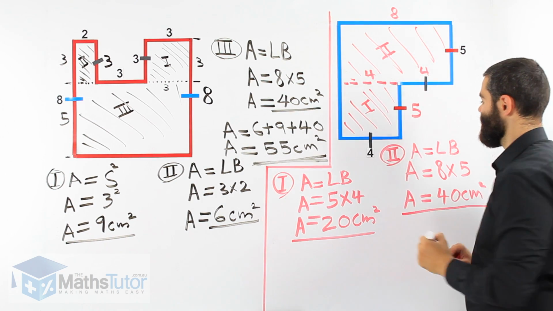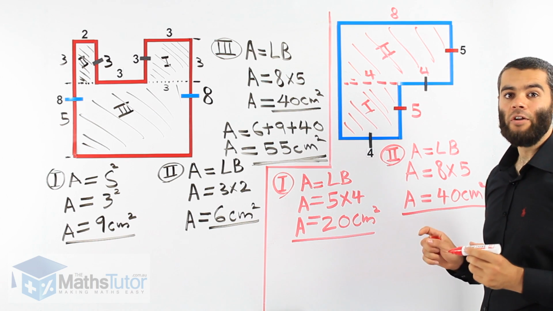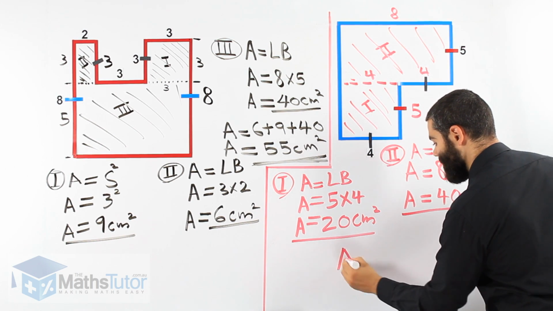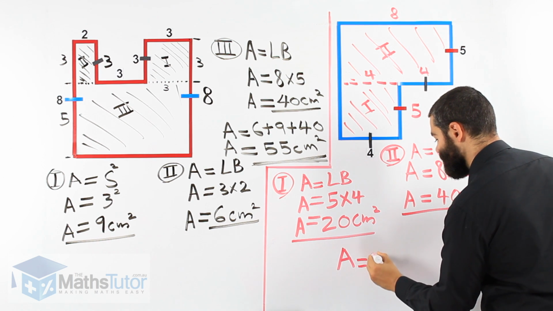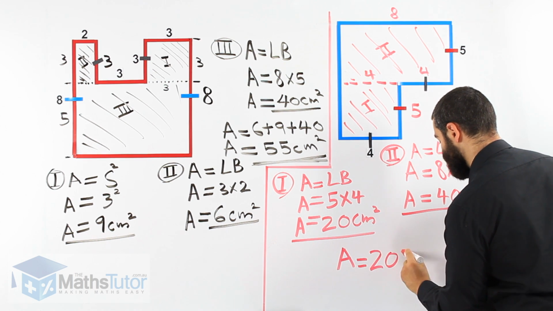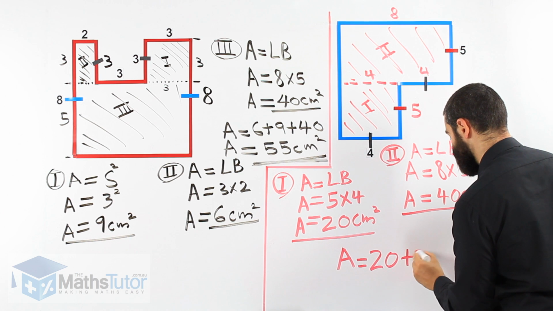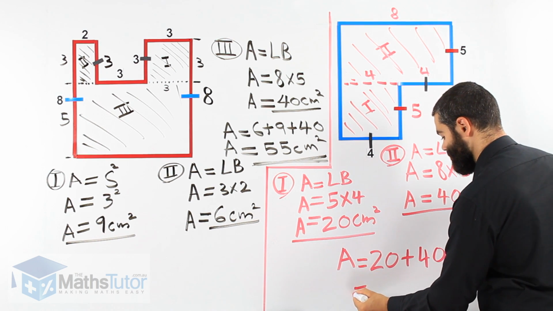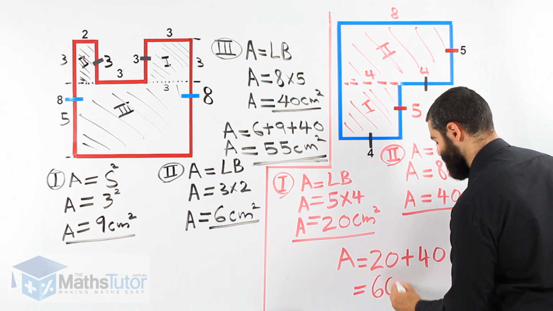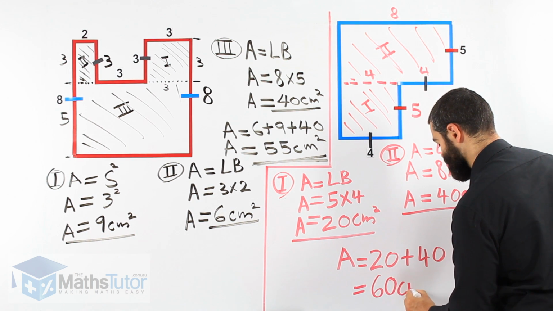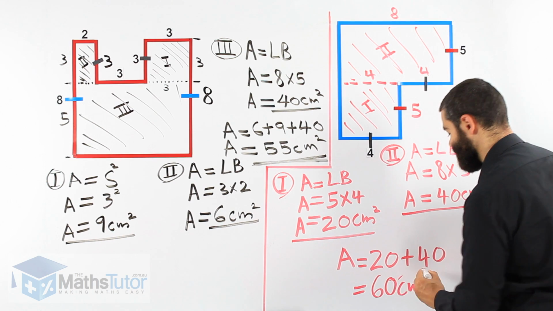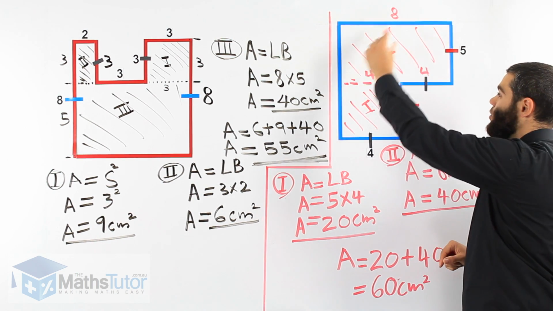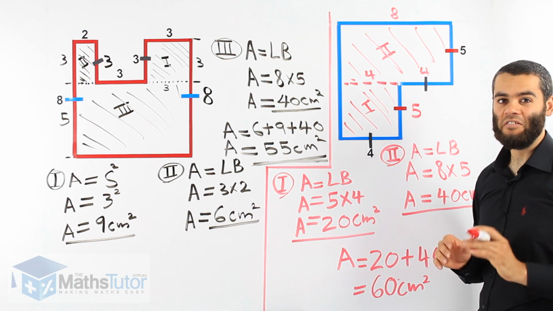We've done area 1. We can now add them up. Area 1 plus area 2. So the total area is 20 plus 40, 60 square centimeters. Very important to put our square centimeters. 60 is the total area for this shape.